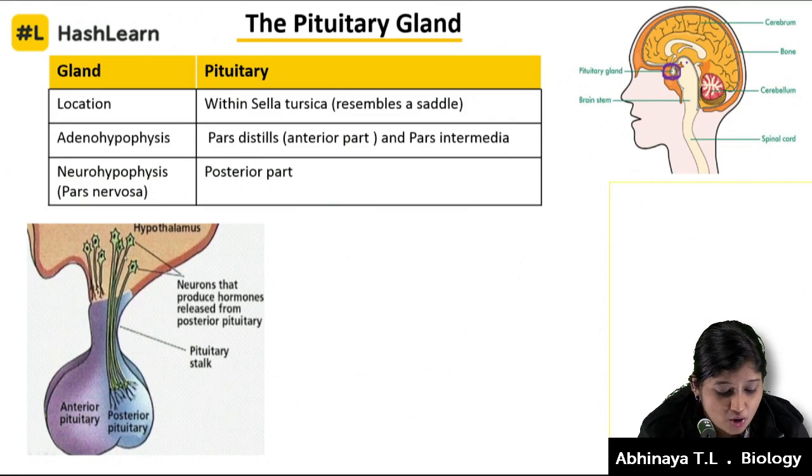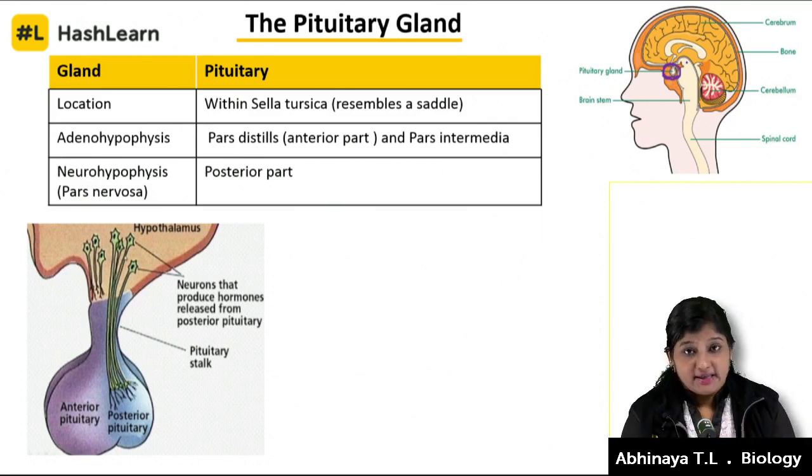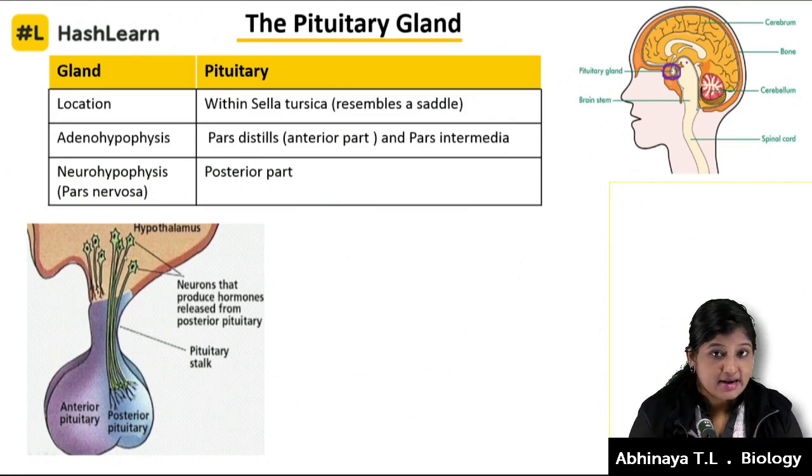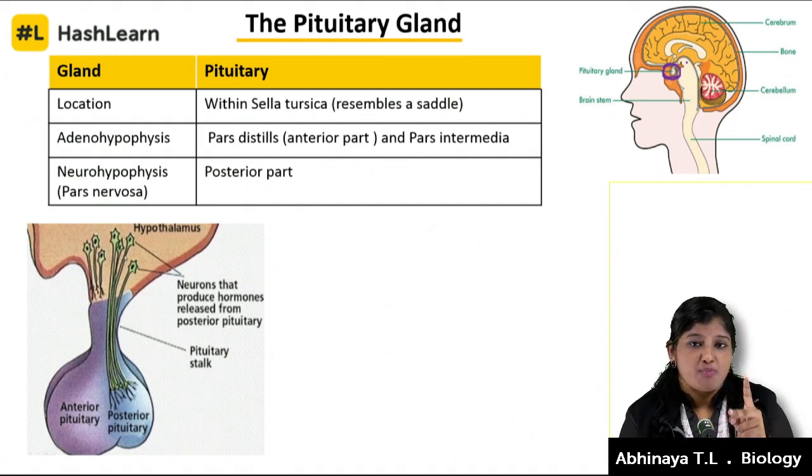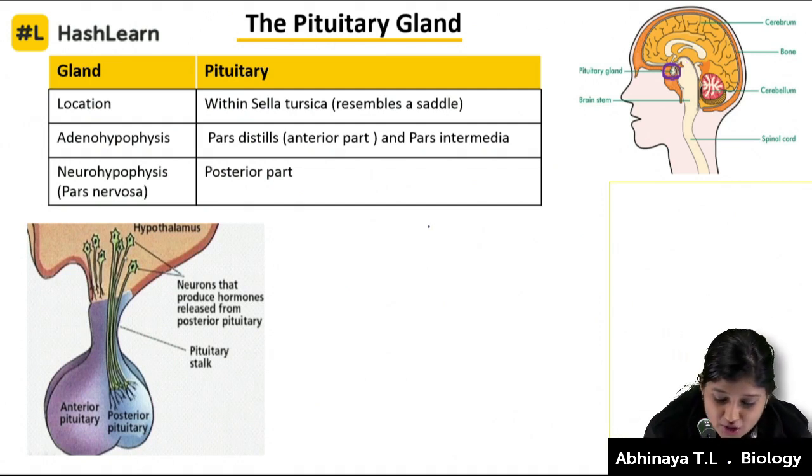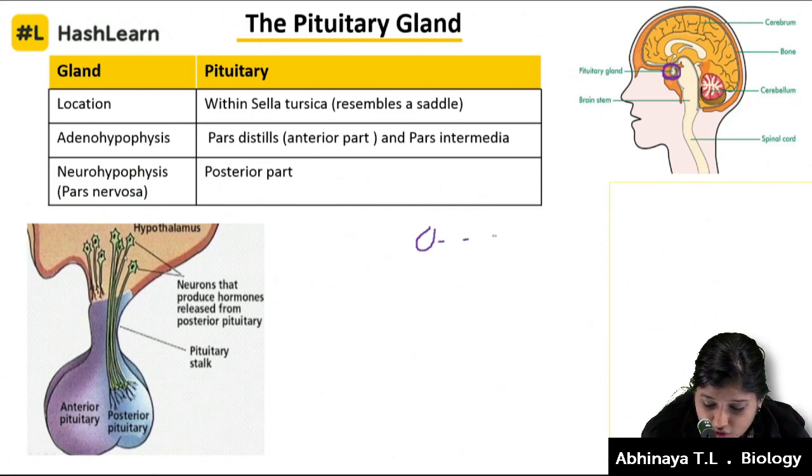Now anatomically our pituitary gland has two important structures. It just looks like a lobe here, in the image I've shown. Let me just connect it.